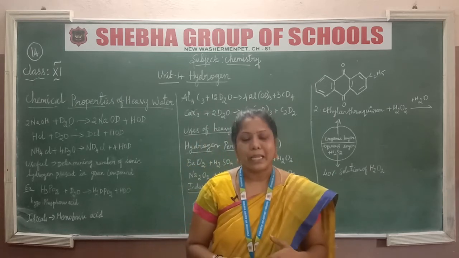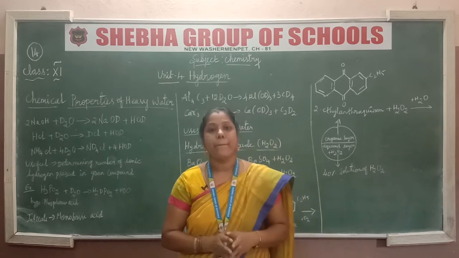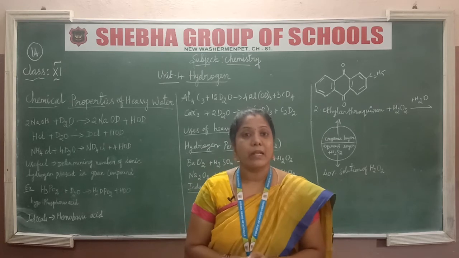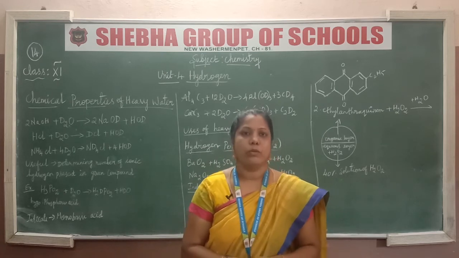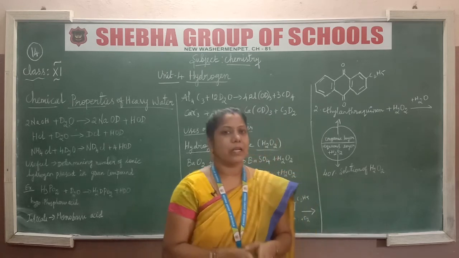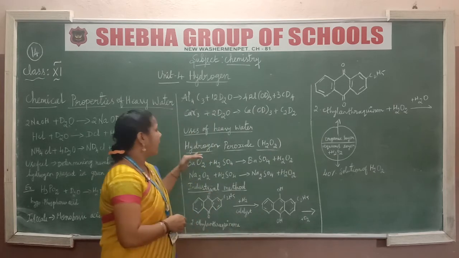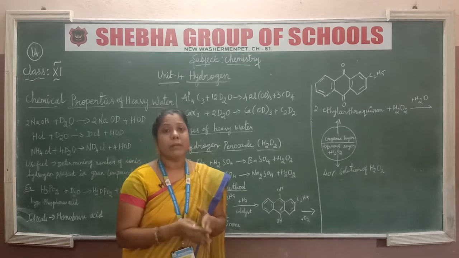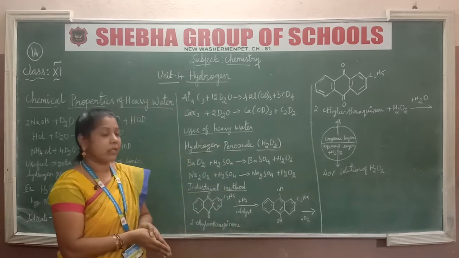Now the concept is for the hydrogen peroxides. So hydrogen peroxide, that is the chemical formula H2O2. So H2O2 is hydrogen peroxide. So hydrogen peroxide, what will happen and how can we produce hydrogen peroxide அப்படின்றத பார்க்கலாம்.